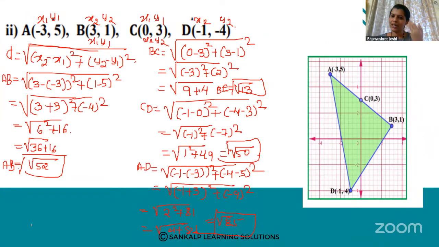So if they form a quadrilateral, then we can say which type of quadrilateral it is, whether it is a square, or a rectangle, or a rhombus, or a parallelogram. For a square, all sides must be equal, and the diagonals are also equal. In case of a rectangle, opposite sides are equal, and the diagonals are also equal. Next, in case of a parallelogram, the diagonals are equal.